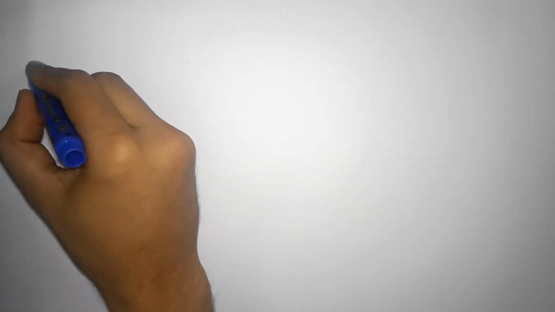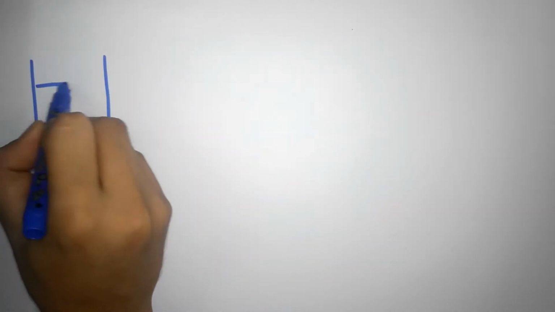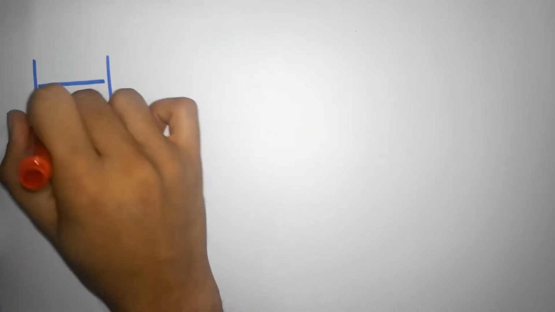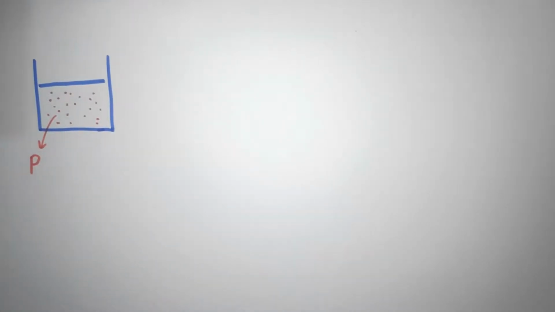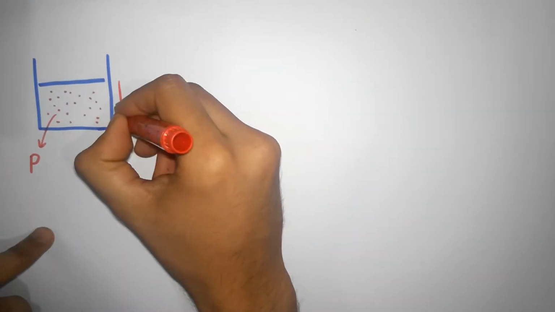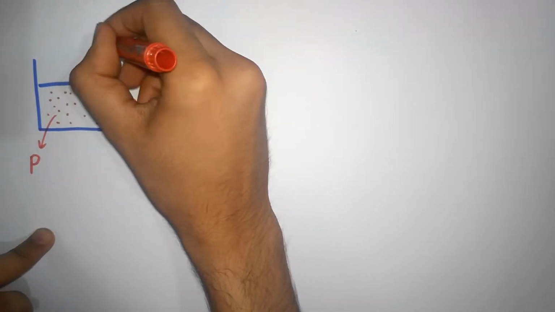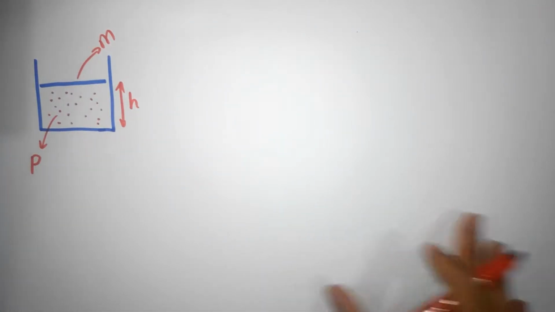Let's quickly make a drawing. We have our cylinder over here. This is our piston. Inside we have gas, so let's put gas. Our gas is going to be red color. And that gas has some pressure. As of now, that pressure is P. This height is h. The mass of this piston is m.